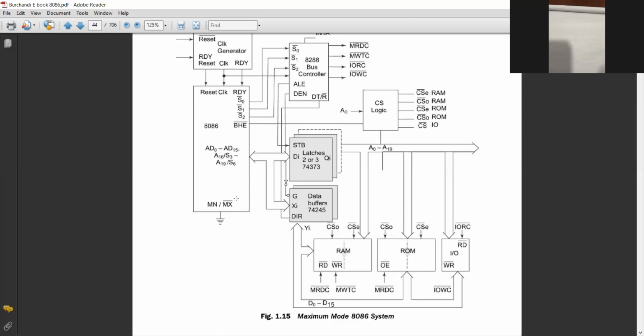Next, the difference portions. As you know, in the 8085 pin configurations, there is no concept of ALE, no concept of DEN bar, no concept of DT/R bar, and no concept of read bar and write bar. Is it clear? You can imagine it if you think about it.